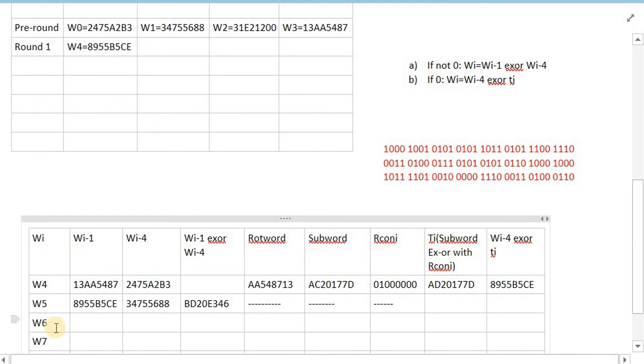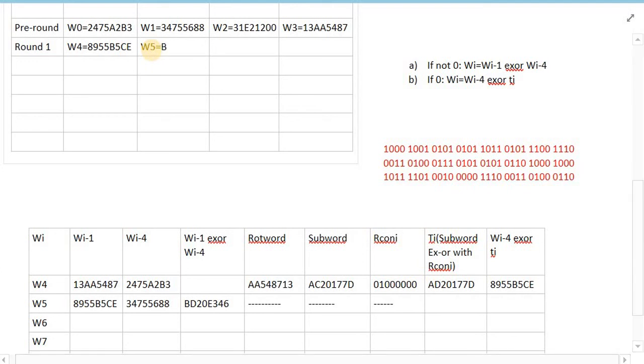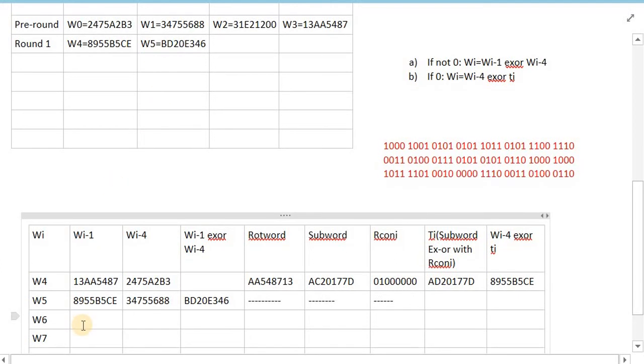So what about the W6? My W5 is already finished. My W5 value is BD20E346. So what about the W6? Is 6 divisible by 4 or not? No. So the first condition is true, in which I have to perform the XOR between W(i-1) and W(i-4).